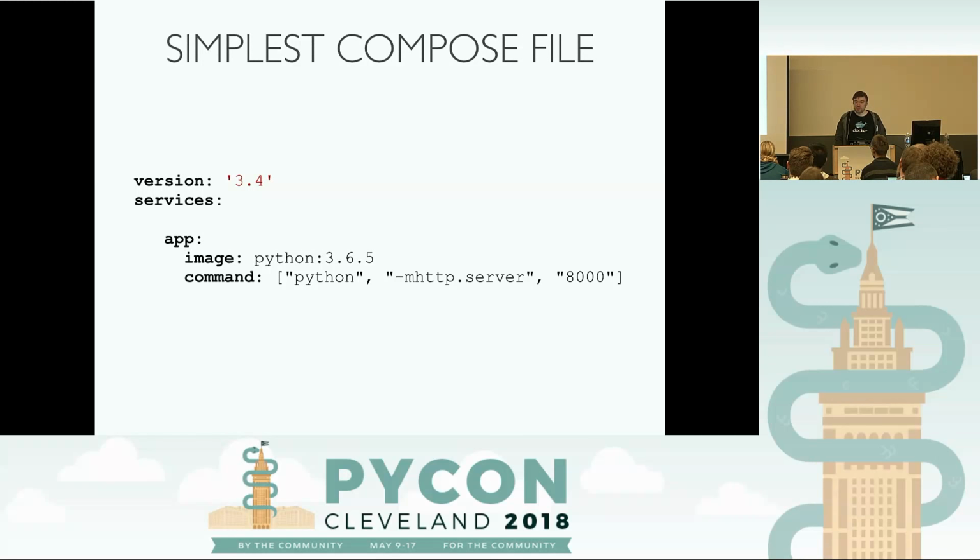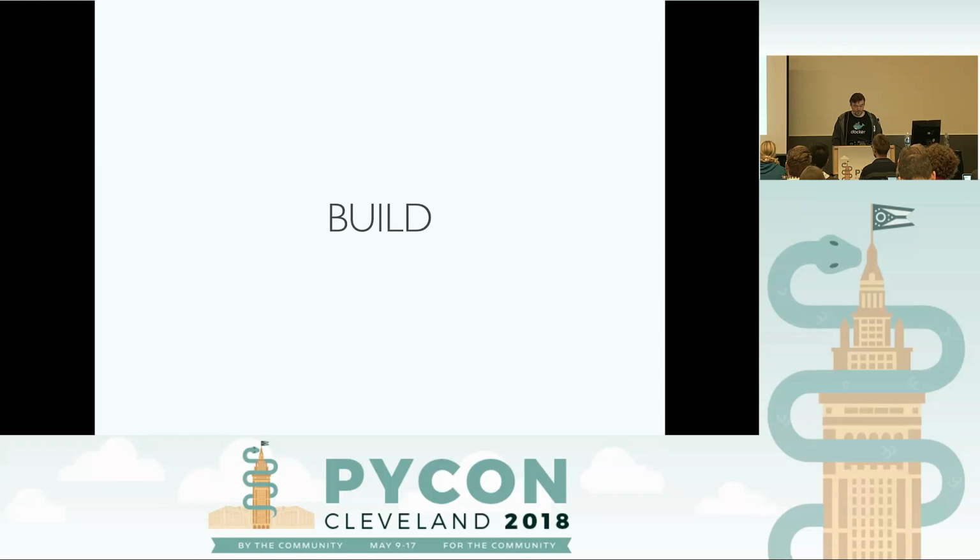So here's a really simple Docker Compose file. It defines a single service, and it's based off a Python Docker image. All the service is doing is running a simple Python web server. I'll show a little bit more of this in a minute, but I just wanted to show you how simple you can make Docker Compose. It can be pretty straightforward, with very few lines.